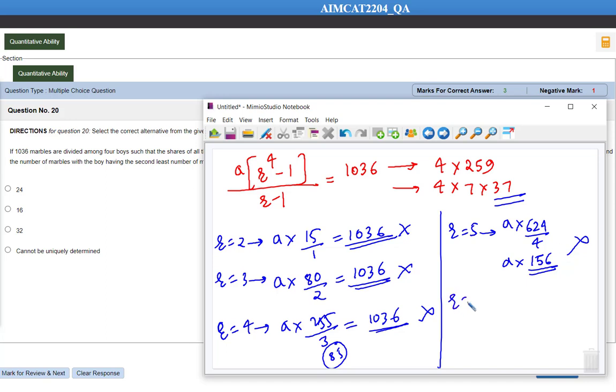Okay, so r is equal to 6. A into 1296, r to the power 4 is 1296, minus 1 is 1295, divided by 6 minus 1 is 5, that is a into 259. Okay, yes, a is equal to 259.